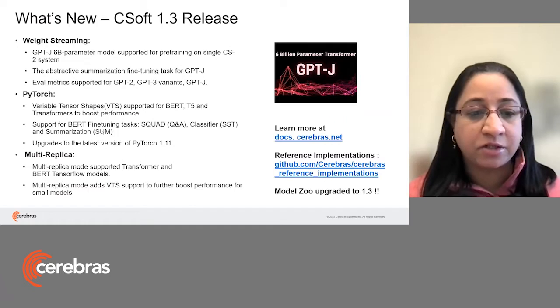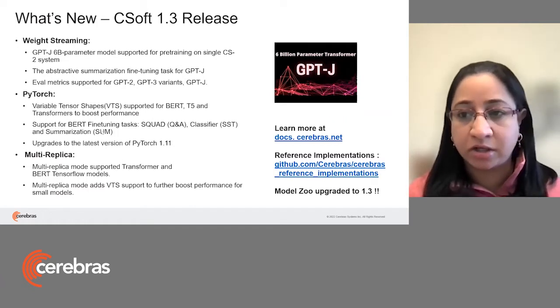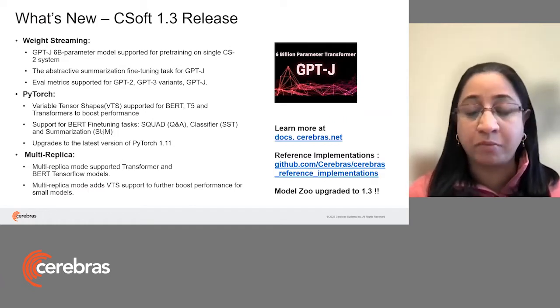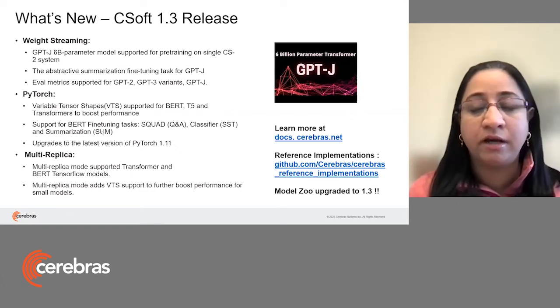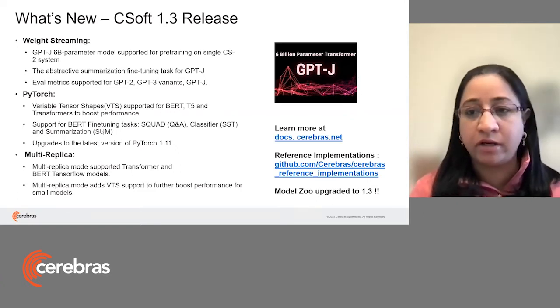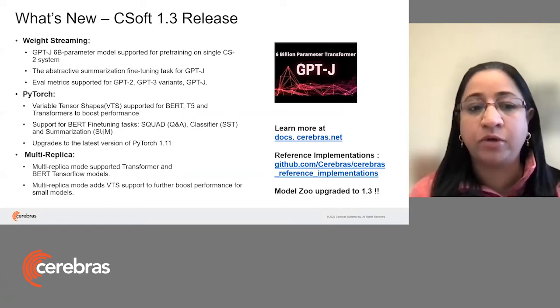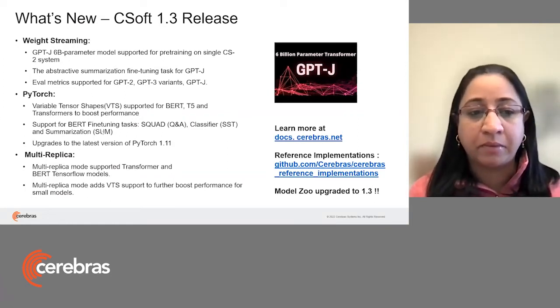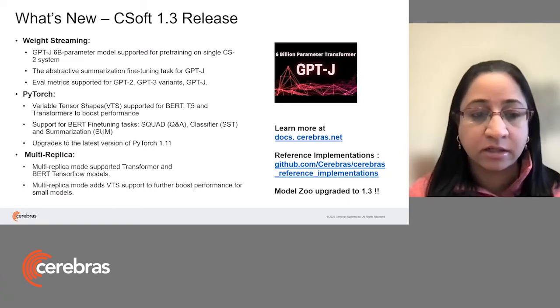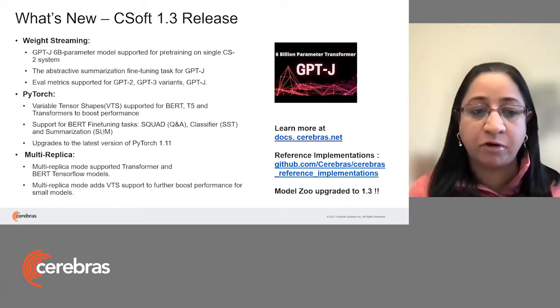Lastly, PyTorch upgrades to the latest version, PyTorch 1.11, so you're more up to date with your features. And if you're using PyTorch 1.11 already and your code is in PyTorch 1.11, you can just use that code to port it into CS2 compatible and run it with all these great features to boost your performance.